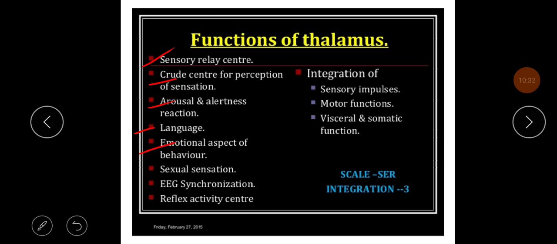Since it is extensively connected to the limbic system, it's also important for sexual sensation. It is important for EEG synchronization through the thalamocortical radiation. It is important as a reflex activity center, where it involves the higher centers. It is also important for integration of some of the sensory impulses, motor functions, and visceral and somatic functions. So these are some of the important functions of thalamus.